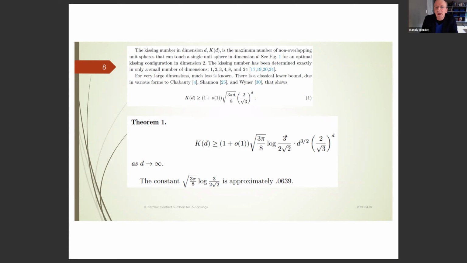There is an extra d here. We have square root of d in the lower bound of inequality 1, and now we have an extra d showing up in theorem 1. So this is a real breakthrough. This classical inequality number 1 has been known for more than 50 years, and now we have an improvement.